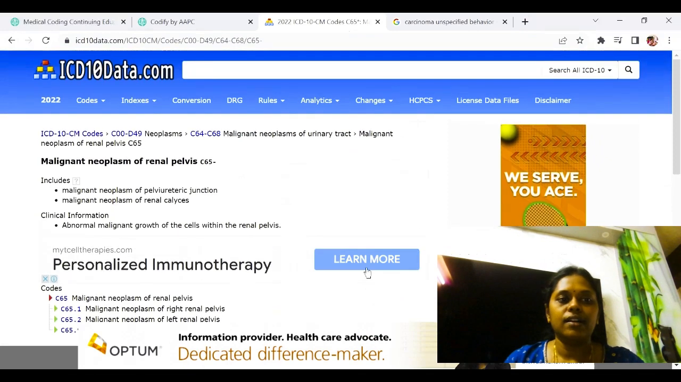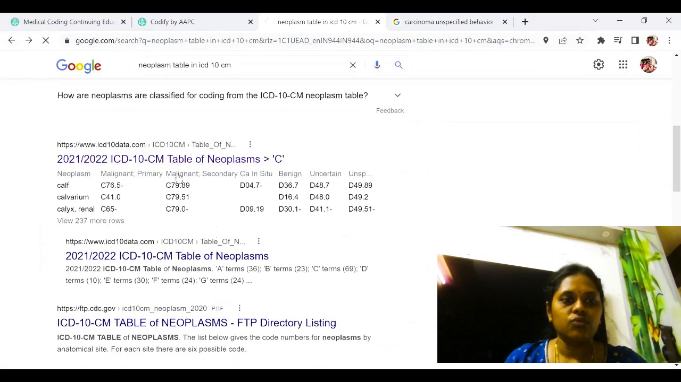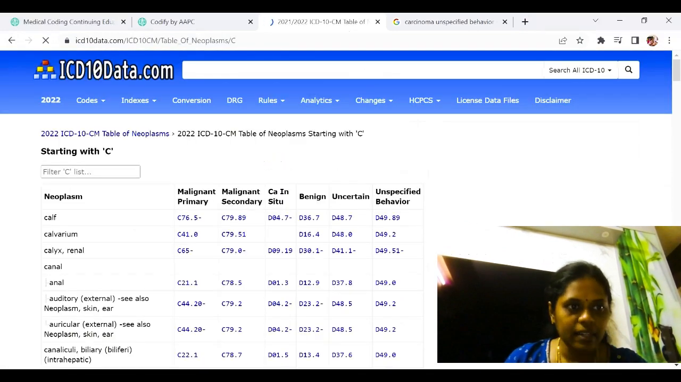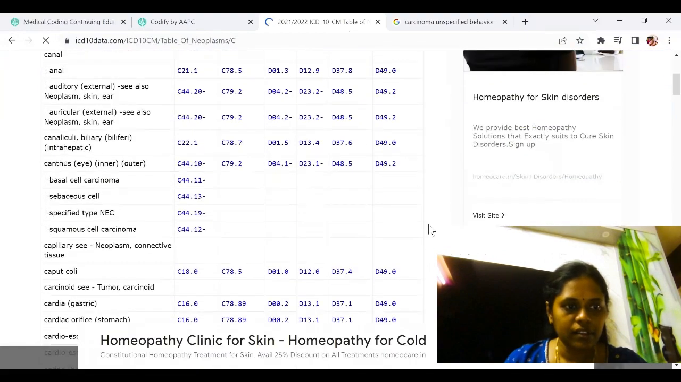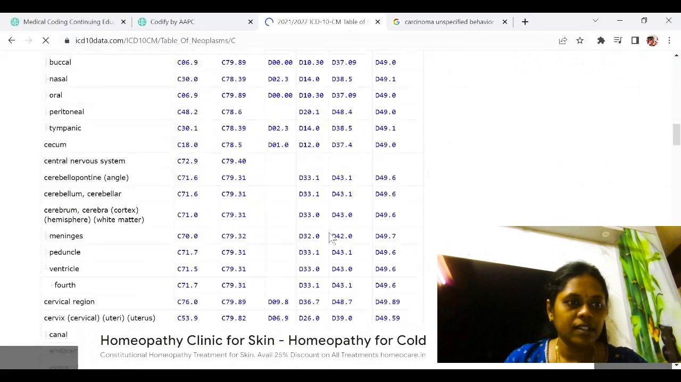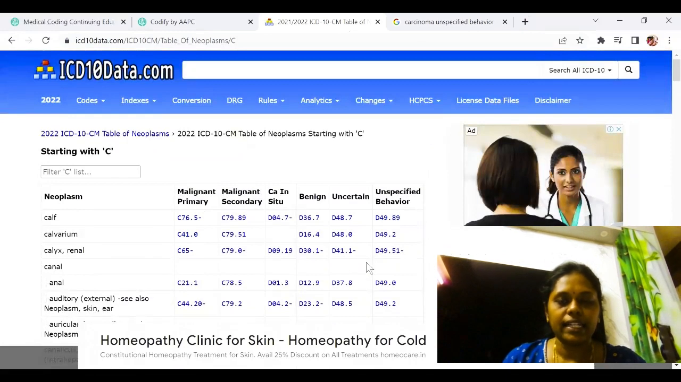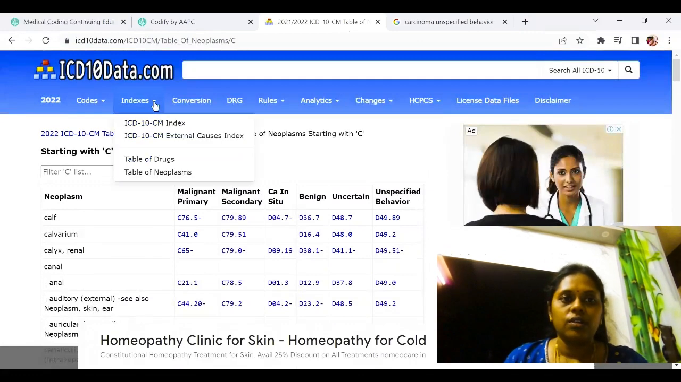So, friends, I think now you understood clearly, right? I just want to show you the entire table. This is the table, and this is how the neoplasm table would be. Based on the anatomic site, one column would be your anatomic site, and you have to select the type of neoplasm. And if you go to the ICD 10 CM guidelines, neoplasm guidelines, then you will know. See there, this is the table of neoplasms.